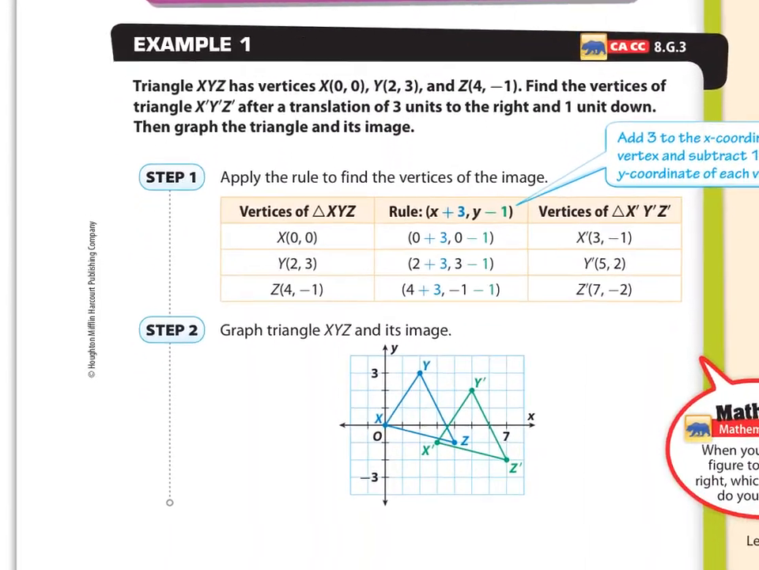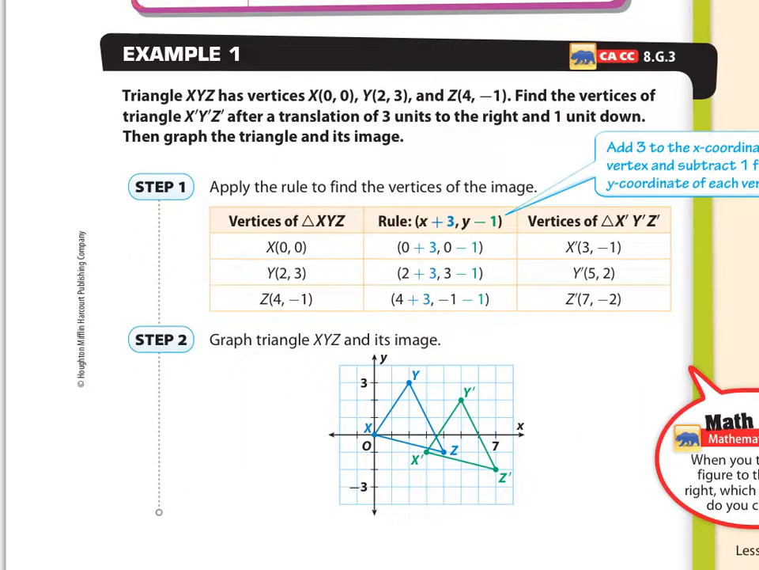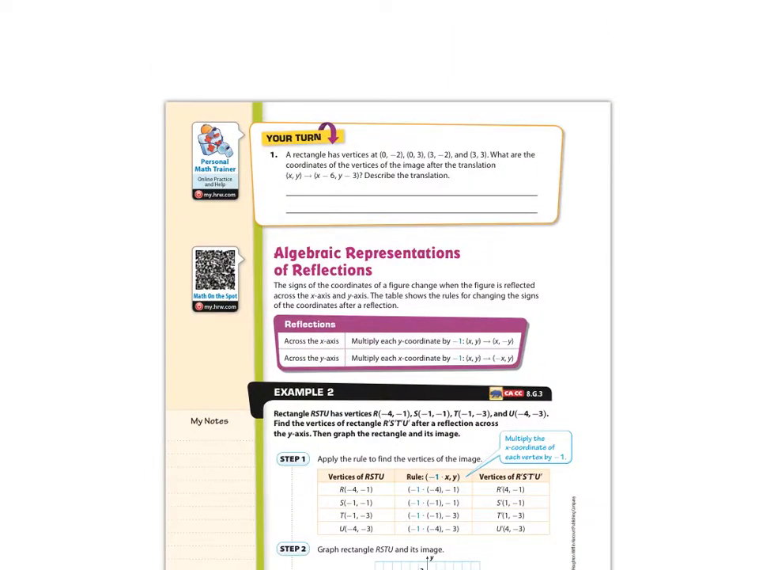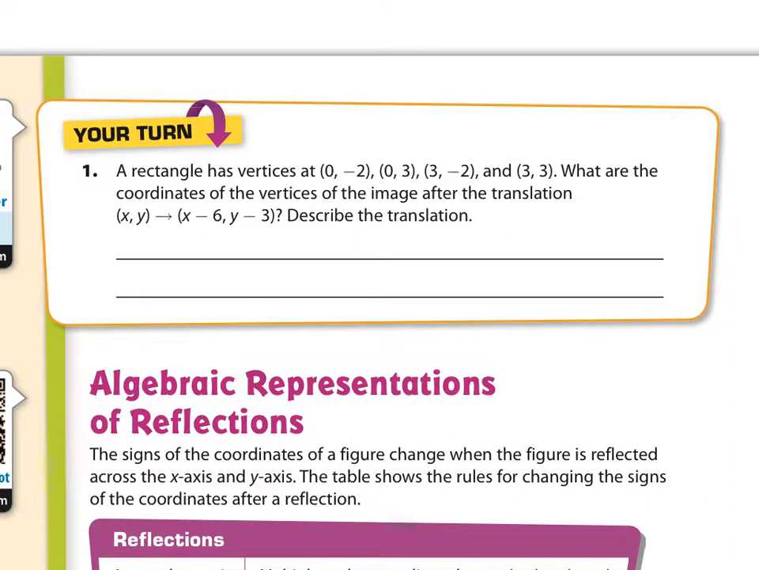Okay, this example right here, although I'm not going to go over it, is a good one to look over if you wanted to just see an extra example. But let's go to the your turn. Number one, a rectangle has vertices (0, -2), (0, 3), (3, -2), and (3, 3). So the first thing before I continue is you should know how to plot these points on a graph.